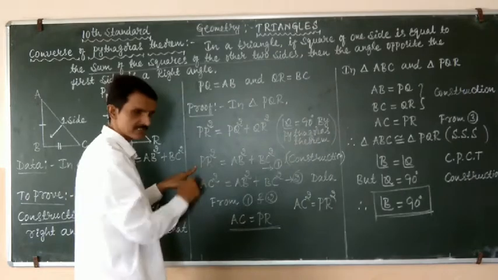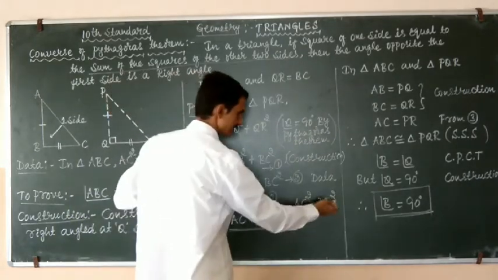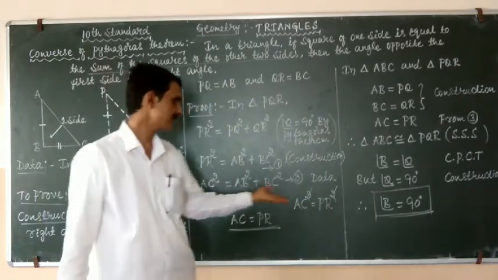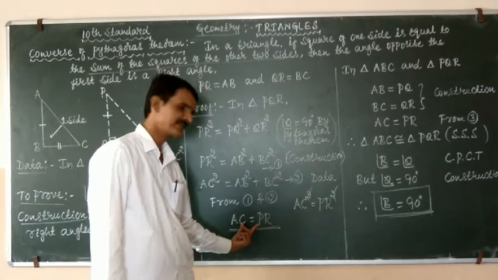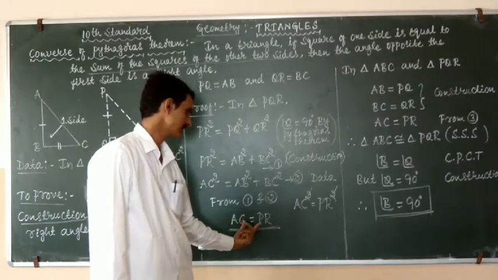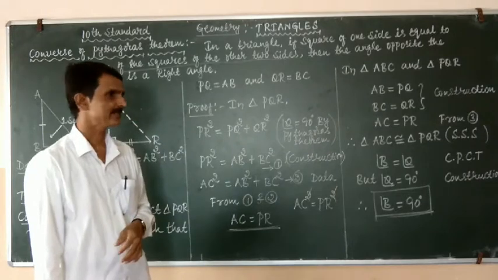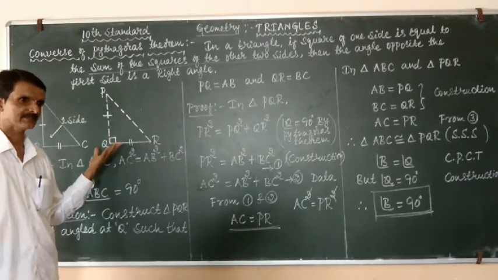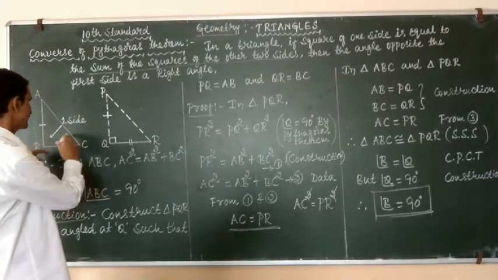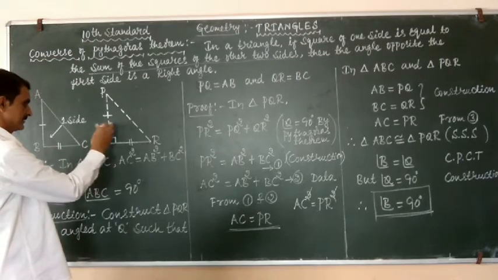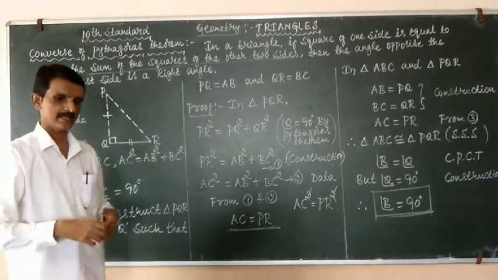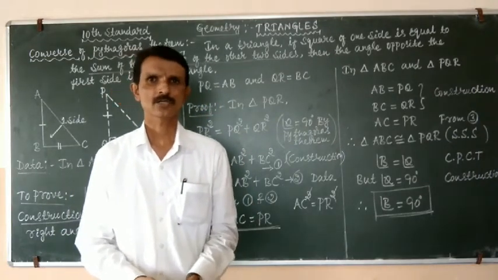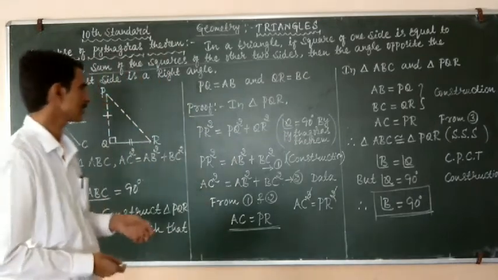That is the LHS part. On both sides the square is the same, so we can remove the square and get the length of AC equal to PR. Now students, the last part of the theorem is to compare these two triangles and show that those two triangles are congruent.